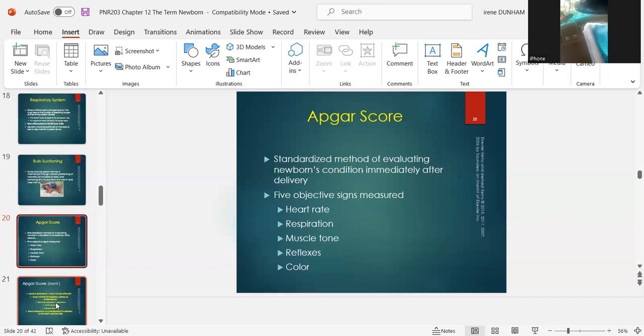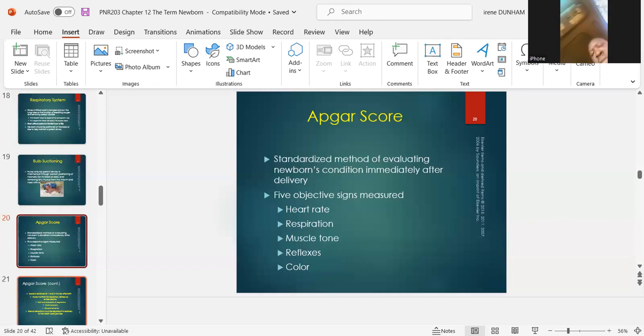The color, and you give it a 0 if this baby's blue or pale. If the baby has a body that's pink, but his hands and his feet are blue, that's called acrocyanosis, and that's okay. You give it a 1. And then if you've got a baby who's completely pink, his little hands and feet are pink, and the trunk of his body is pink, then he gets a 2. Usually we do the APGARs at 1 and 5 minutes.